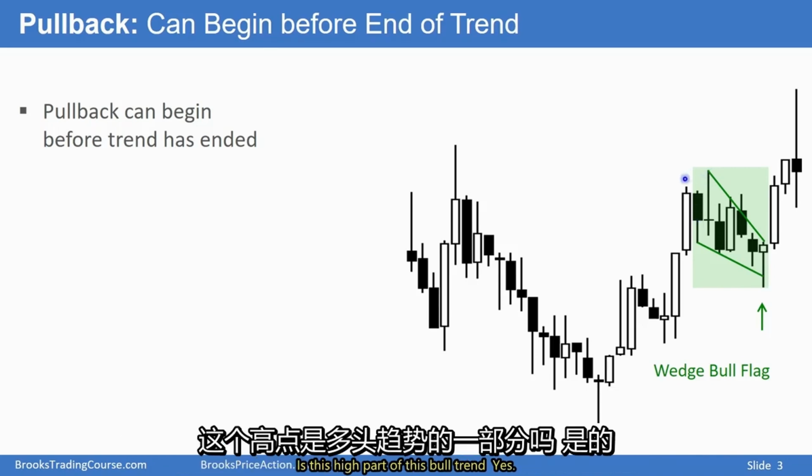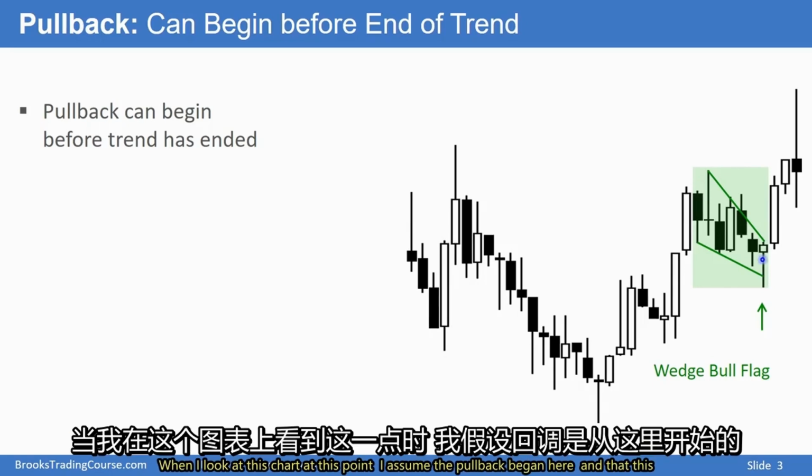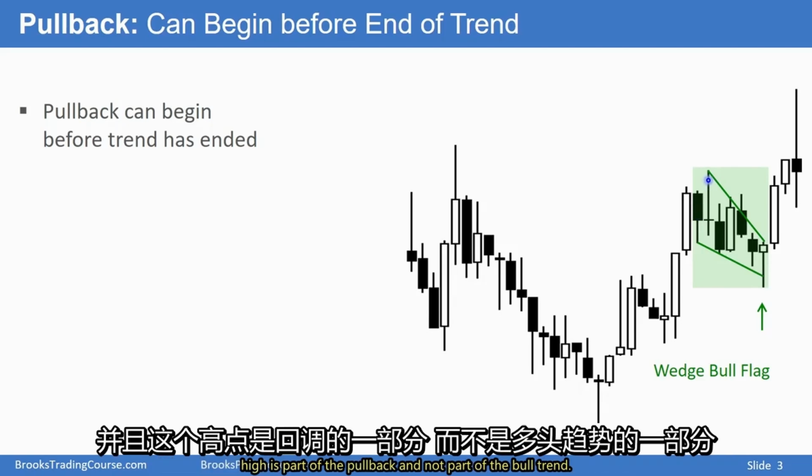Is this high part of this bull trend? Yes. Is this high part of the pullback that began with this bar? Yes. When I look at this chart, at this point, I assume the pullback began here and that this high is part of the pullback and not part of the bull trend.